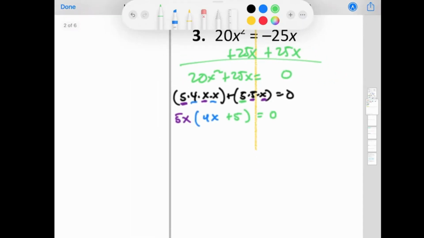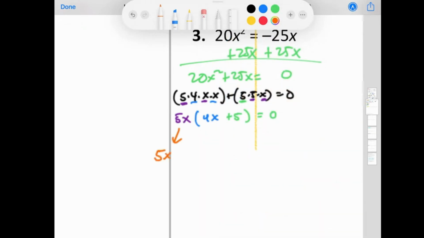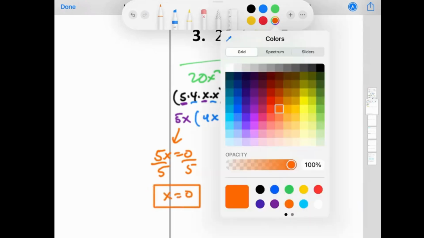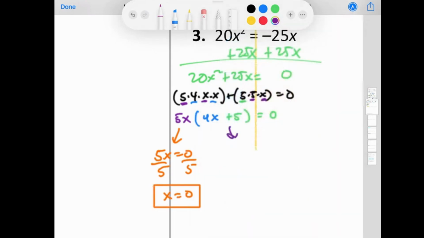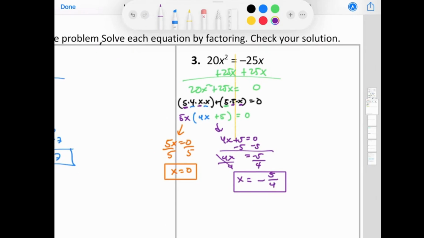And then we're going to apply the zero product rule, which basically means we're going to set both of those equal to 0. Divided by 5, we're going to get x equals 0. And this one, 4x plus 5 equals 0. So again, you have to use PEMDAS backwards, so that would be 4x equals negative 5, and then divided by 4, x equals negative 5/4. And those are my answers, and you can check your answer by putting it in there.